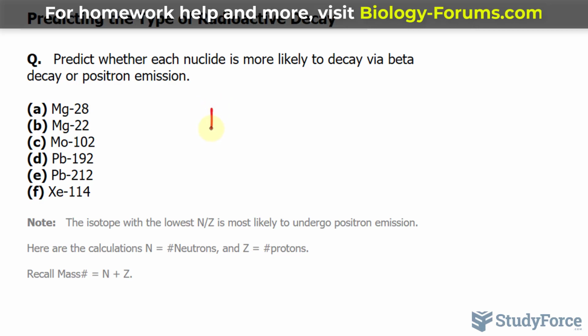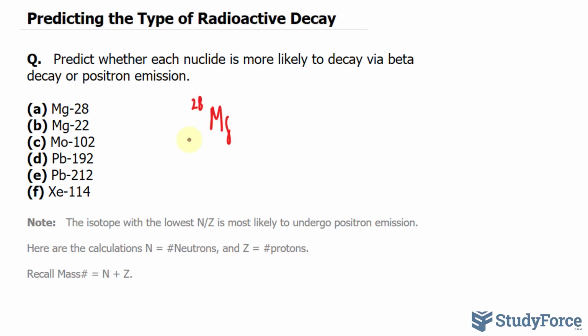Let's begin with A. We have magnesium, and it has an atomic mass of 28. So let me just write that down. Magnesium, atomic mass of 28. Magnesium also has 12 protons, so I'll write down 12 underneath. And what we want to do is find the ratio of neutrons to protons. We can do that by remembering that this 28 represents the sum of neutrons and protons.